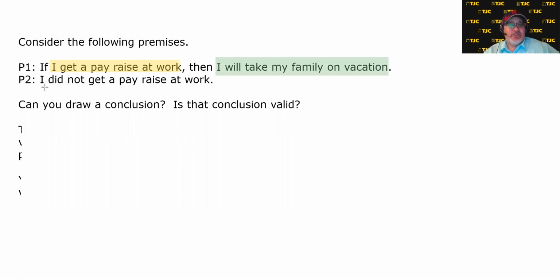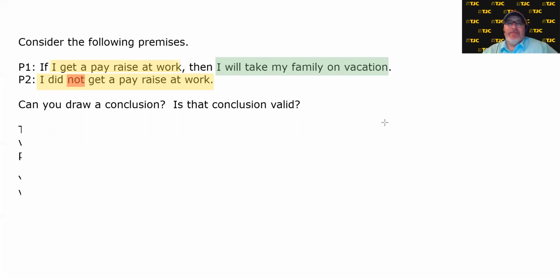The second premise is almost the antecedent, except it's its negation. The antecedent was I get a pay raise at work, and the second premise is I did not get a pay raise at work, and so it was the negation of the antecedent. So what conclusion do you think people draw here?